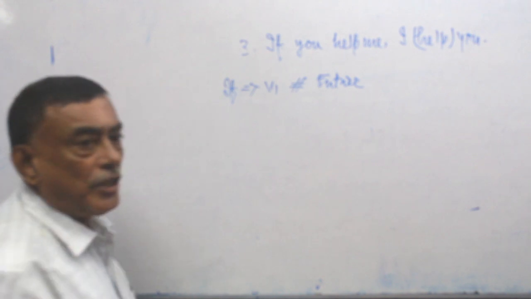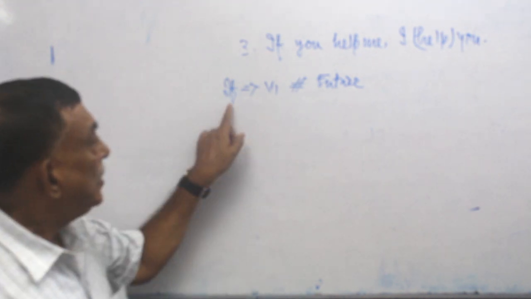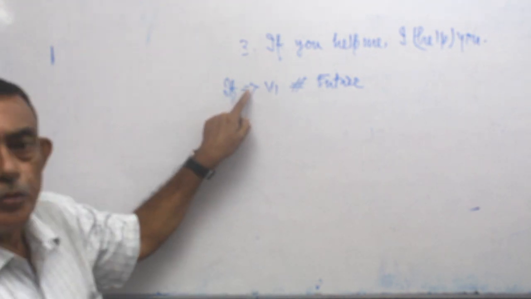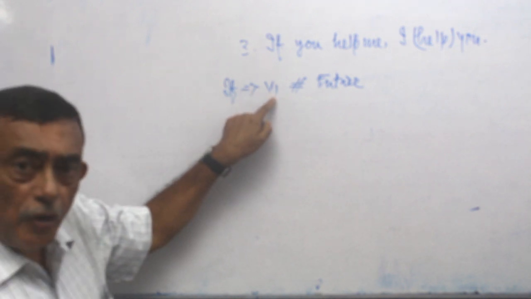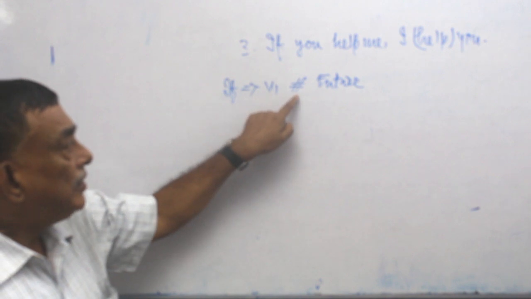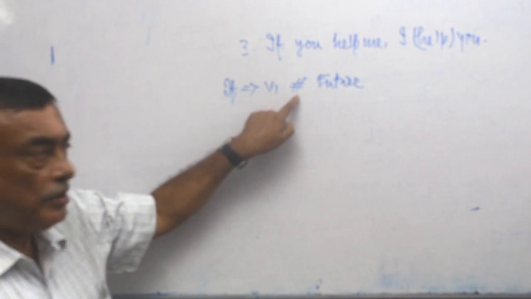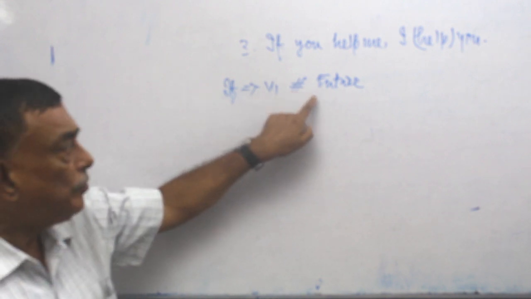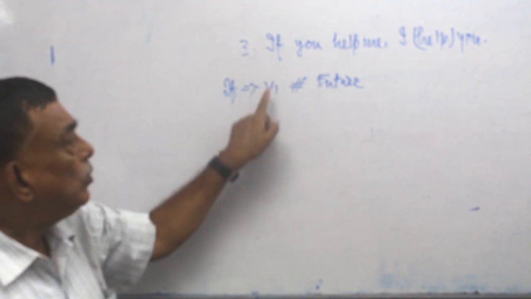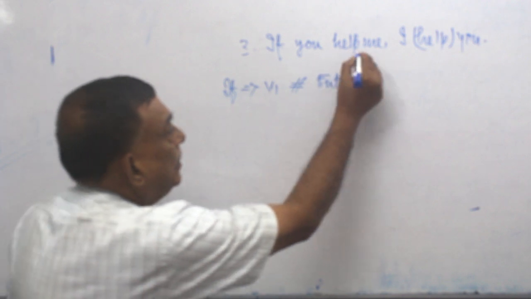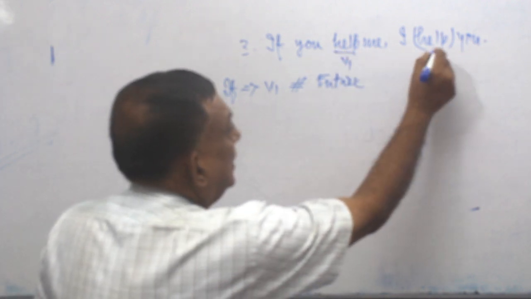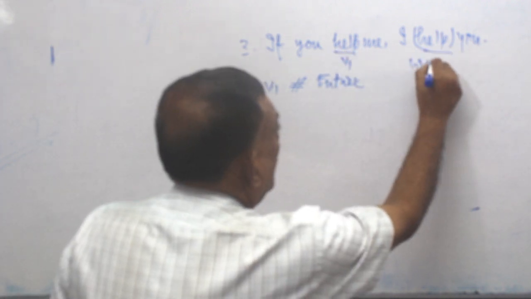Now once again, I will explain. This sign is called followed by. If is followed by V1, that is the first form in the present tense. This second part is known as the conclusion. Then the conclusion will be in future tense. Then you put this formula over here. If you help me, help is V1, so here you have to write will help.